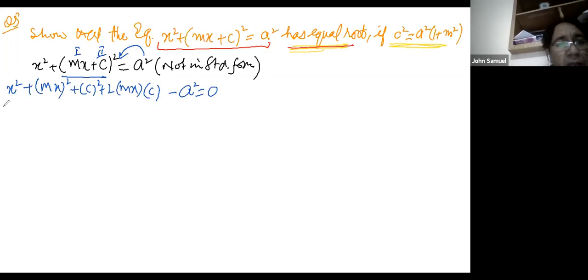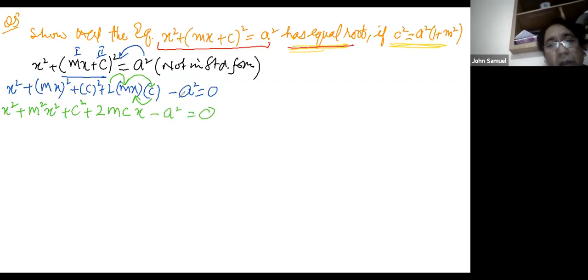After expanding, x square plus m, this square is on m as well as on x. So we'll write m square x square plus c square plus 2mcx. Now here you can see I have written 2, then c, then later I have written x. Why? You know that x, in its standard form, comes as the second term. So that is why I have written at the end minus a square. Okay, I will write it in the order.